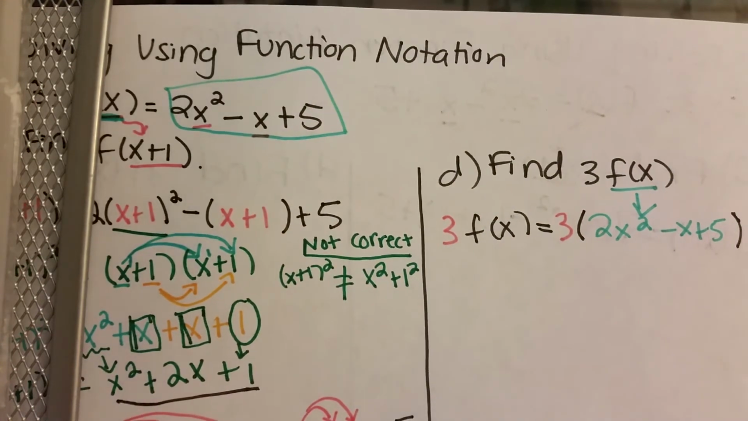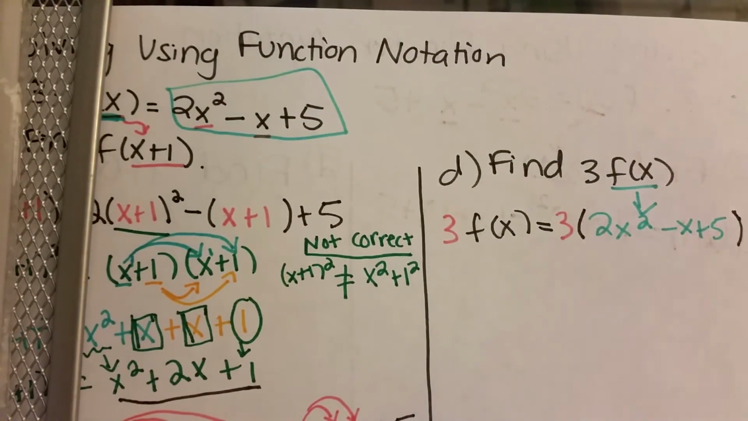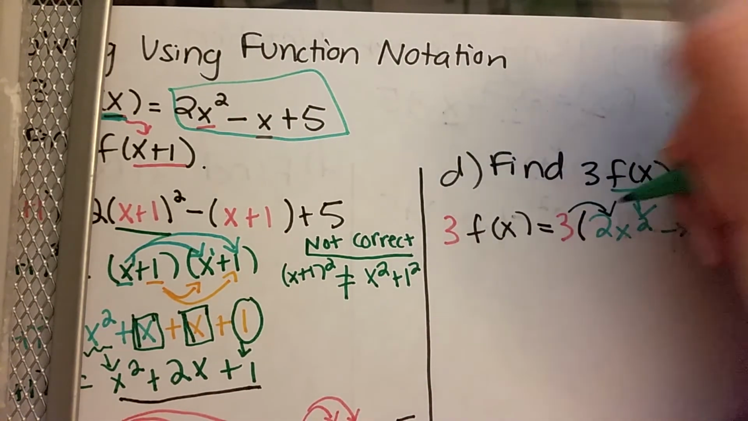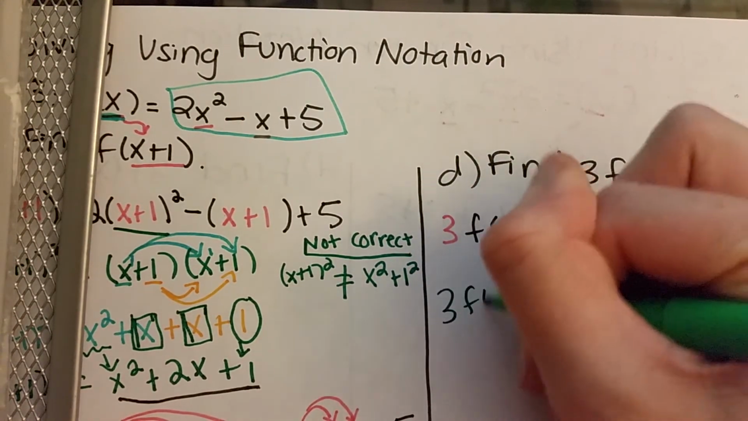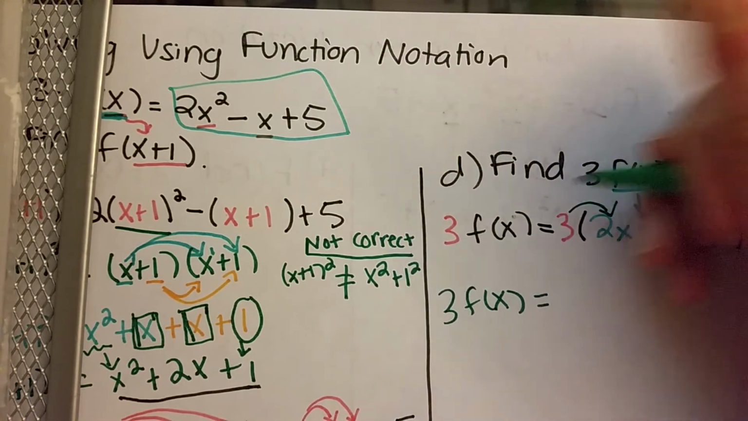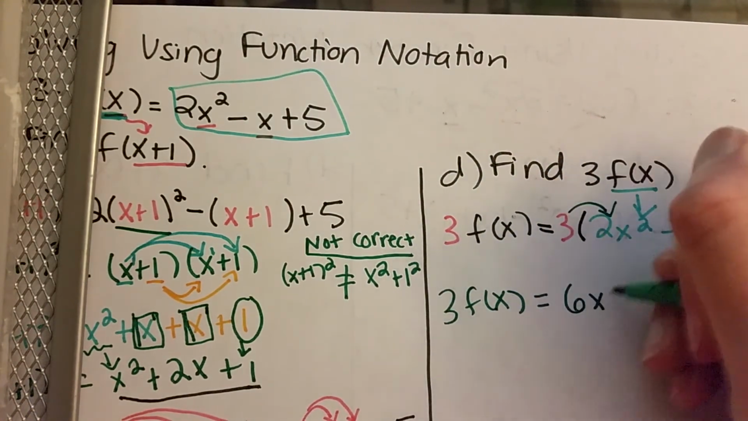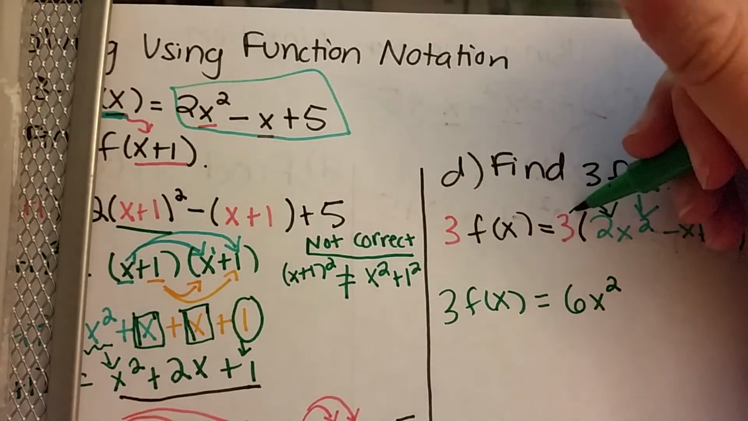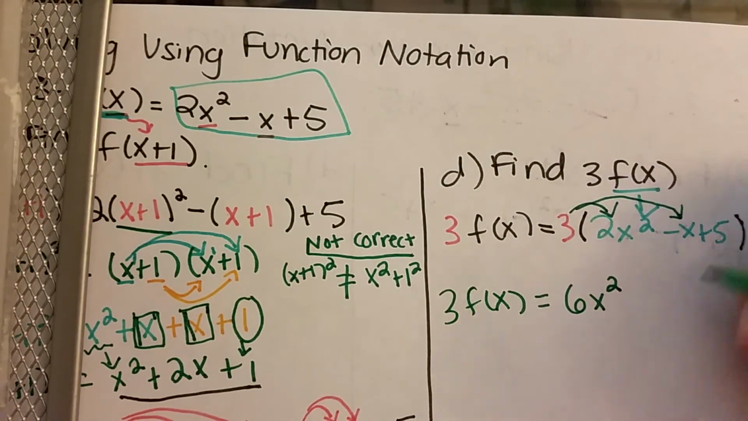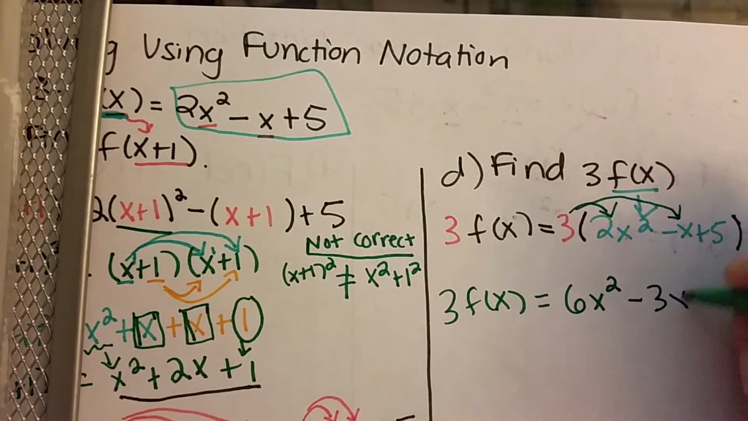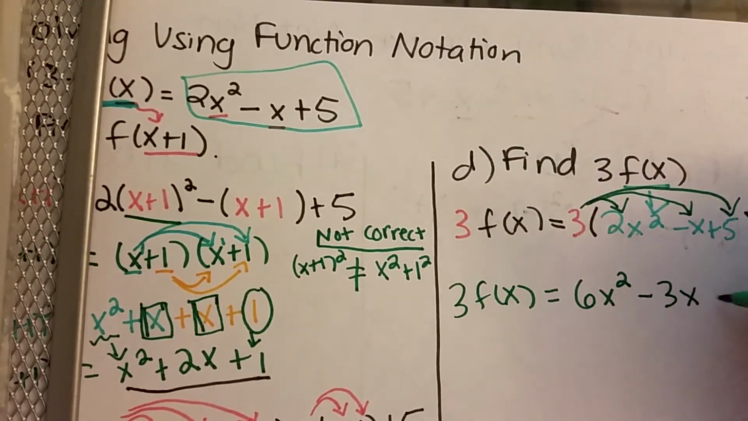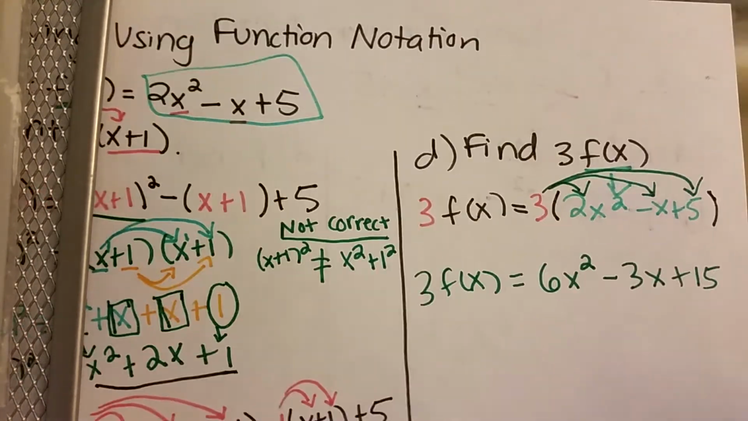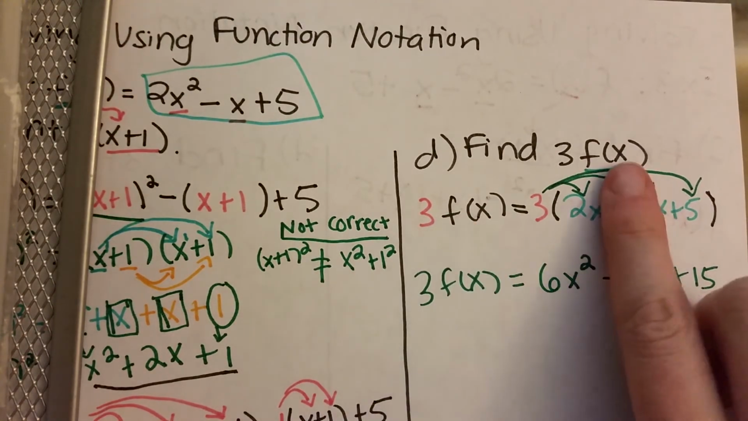So all I'm going to do now is to distribute my lovely 3 to all of my terms. So 3 times 2x squared will give me a 6x squared. My 3 times a negative x will give me a negative 3x. And then finally, my 3 times 5 will give me 15. And bam, we're done. We have solved for 3 times f of x.